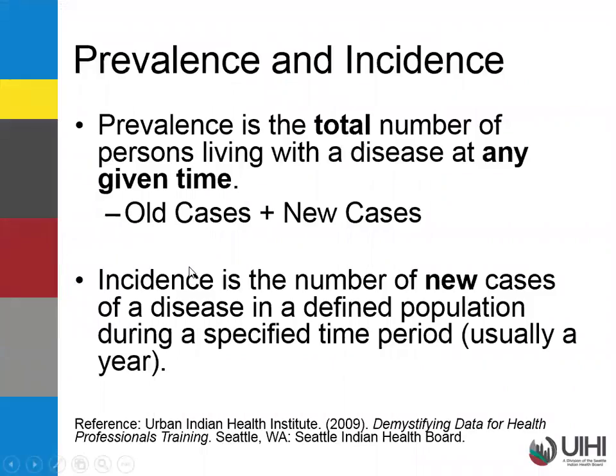And so I'm sure you've all heard of something called prevalence. Prevalence is the total number of persons living with the disease at any given time. So we're looking at old cases and new cases. And then we also talk about incidence. When we talk about incidence, we're talking about the number of new cases of a disease in a defined population during a specified time period, usually a year. And so that only looks at the new cases, where prevalence looks at both the old and the new cases.